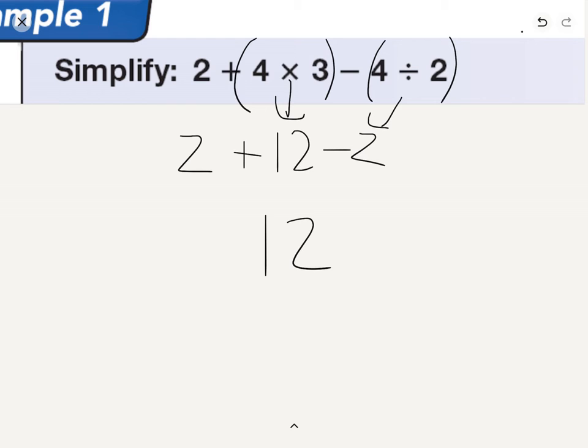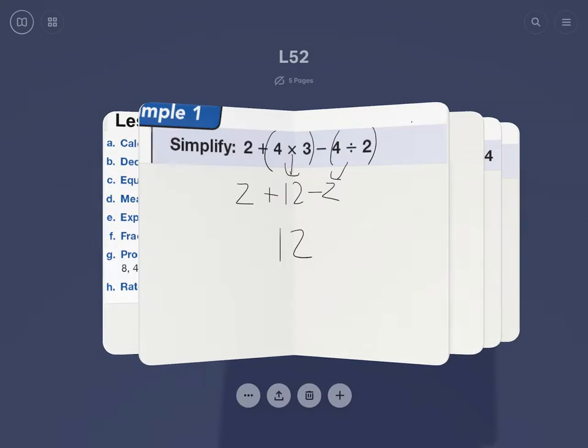Okay, so you understand why it was incorrect? Okay. Right.